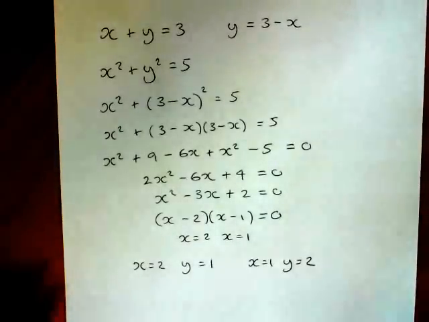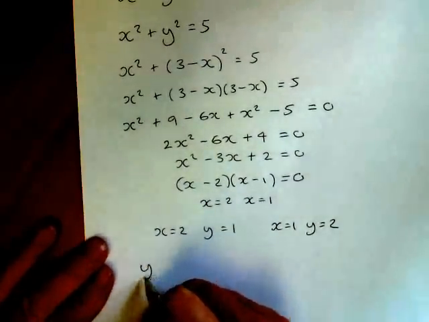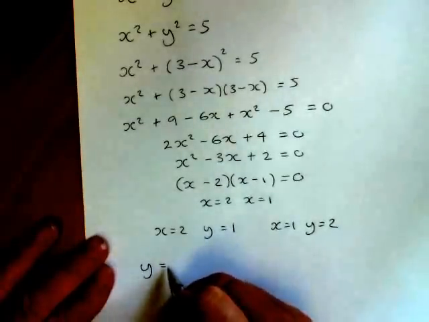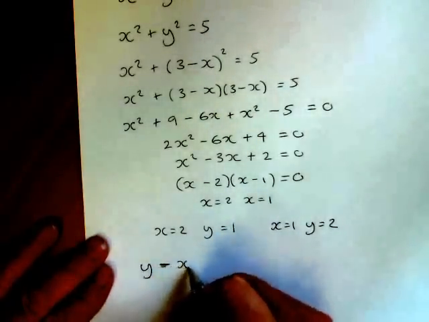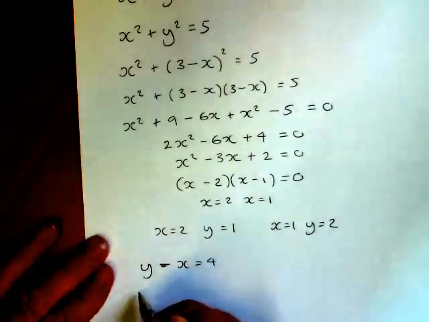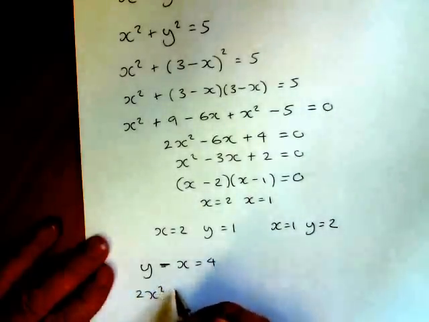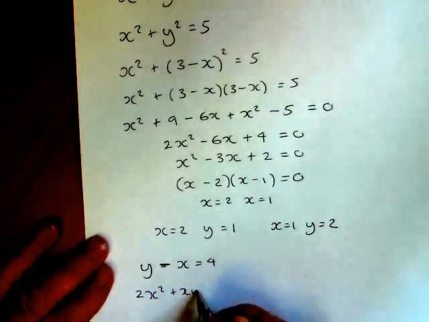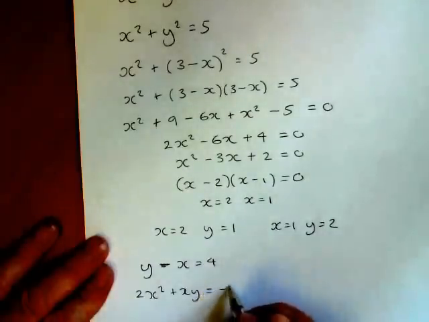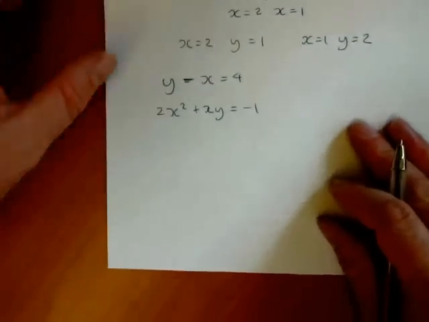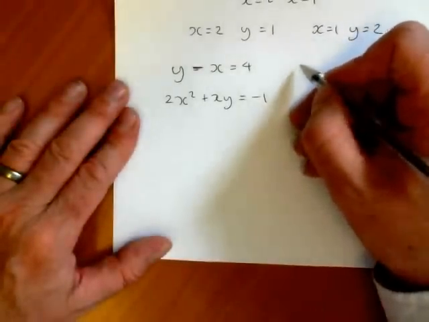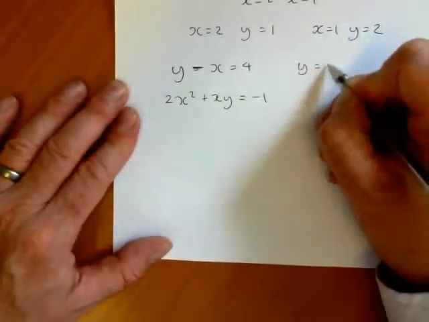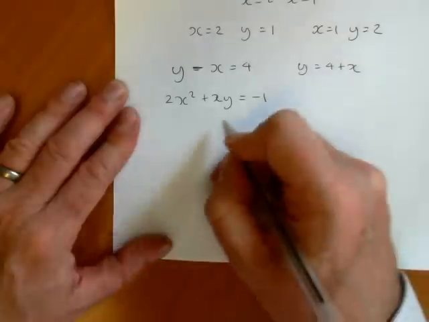So we'll take another one and see if we can do this one fairly quickly as well. So we're looking at y minus x equals 4 and 2x squared plus xy equals minus 1. I'll move up my page so we've got some room. So y minus x. So again, let's make y the subject. So y will equal 4 plus x, or x plus 4.